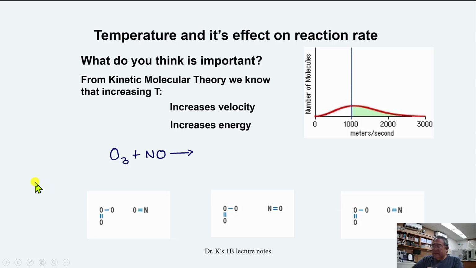If a collision occurs between the two molecules with sufficient energy and the proper orientation, then a reaction can take place to produce molecules of O2 and NO2.